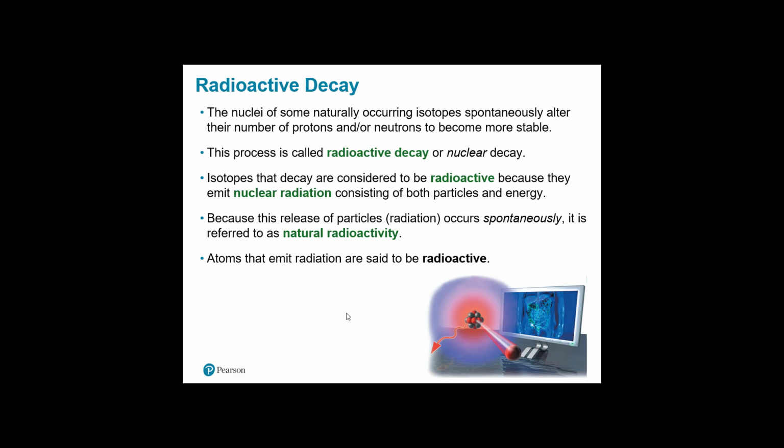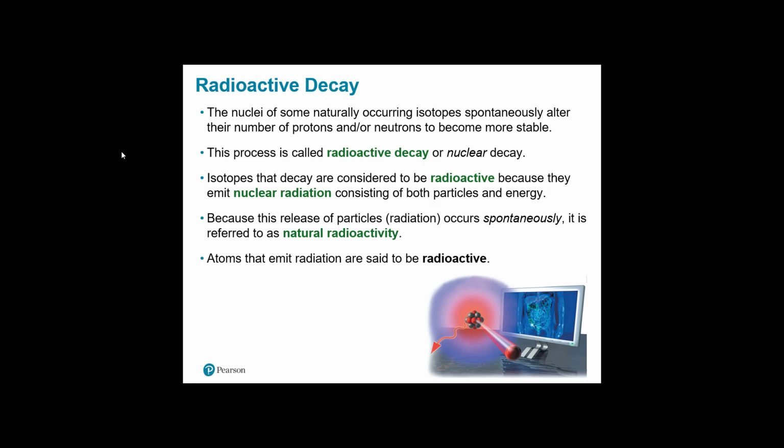Radioactive decay is simply the emission of subatomic particles, and remember subatomic particles are inside the atom, or high energy electromagnetic radiation by the nuclei of certain atoms. The nuclei of some naturally occurring isotopes spontaneously alter their number of protons and neutrons to become more stable.